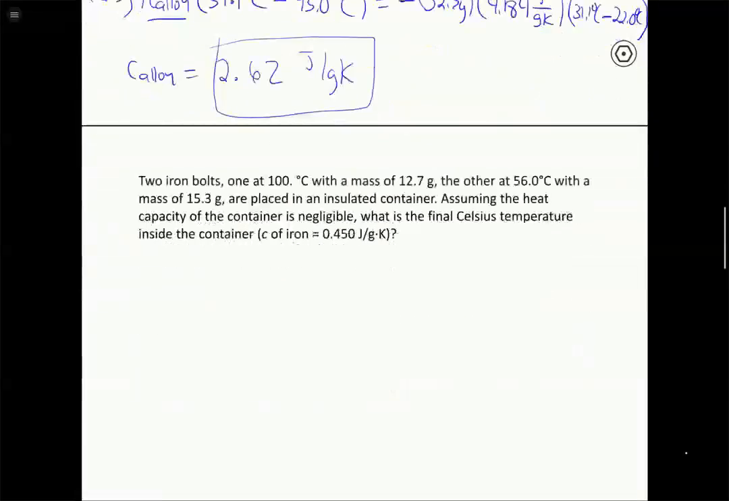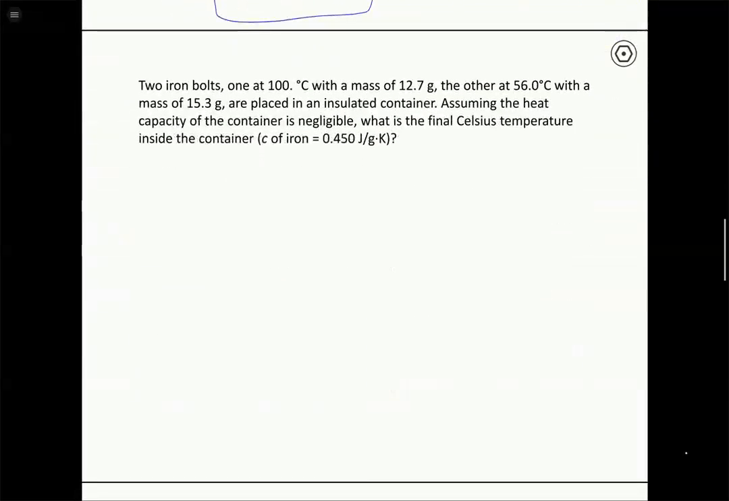Okay, so the next problem is identical in concept, except that we're using two of the same substances. So here we have two iron bolts. One is at 100 degrees Celsius and a mass of 12.7 grams, the other at 56 degrees Celsius with a mass of 15.3 grams, and we place them in an insulated container. Assuming the heat capacity of the container is negligible, which means that no heat is absorbed by the container, what is the final Celsius temperature inside the container?